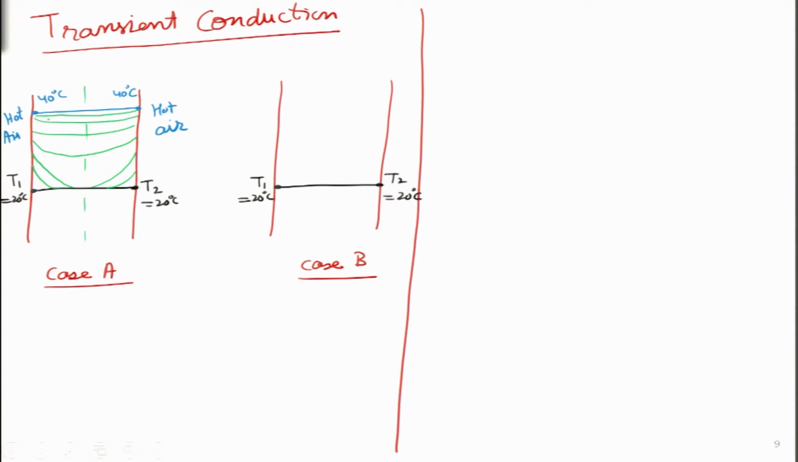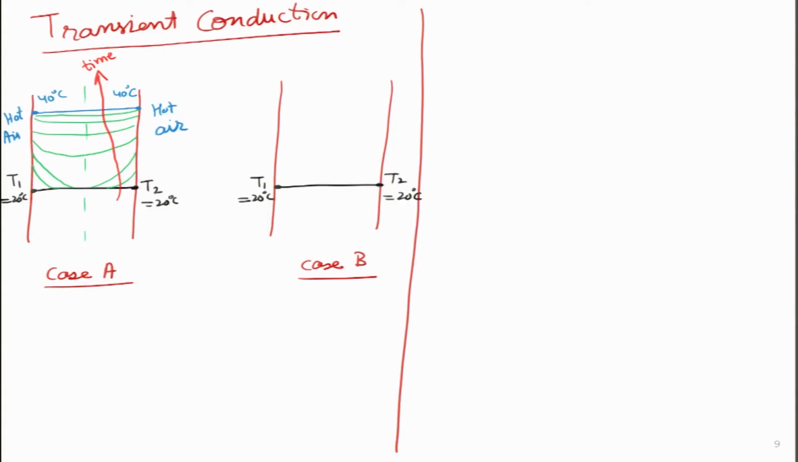So what we can do now is show the progress of time over here. This red arrow indicates that time increases in this particular direction. This is a very good example of transient conduction, in which we can see the temperature profile is changing with time. The initial condition is taken at t equals 0, and after some finite amount of time, the whole wall reaches 40 degrees. So we have completed the analysis for case A.